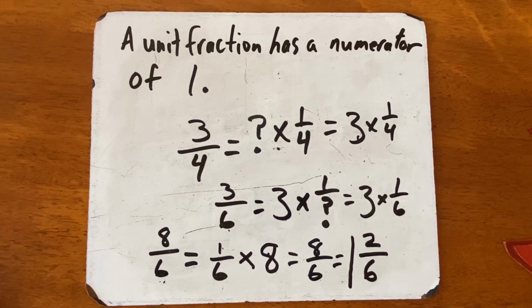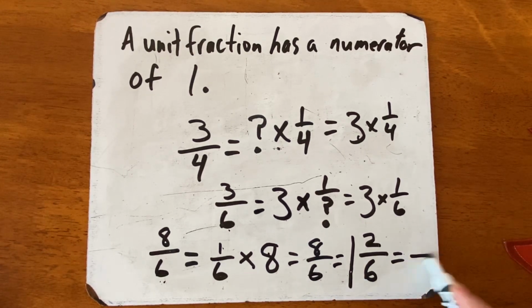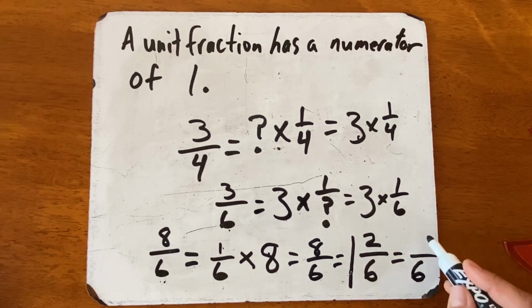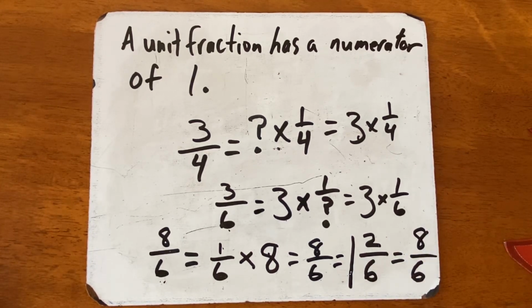Remember that? How do you go back to that? Remember my little formula? Let's start here. Denominator will stay the same. And you go 6 times 1 is 6. 6 plus 2 is 8. So that's how you go back and forth between an improper fraction to a mixed number to an improper fraction. Okay?